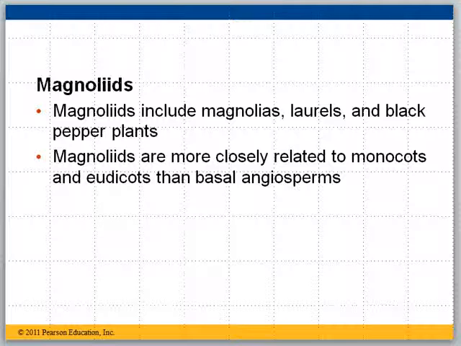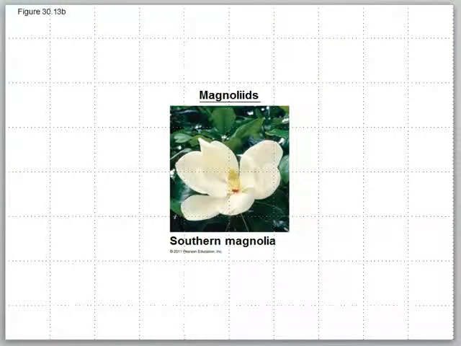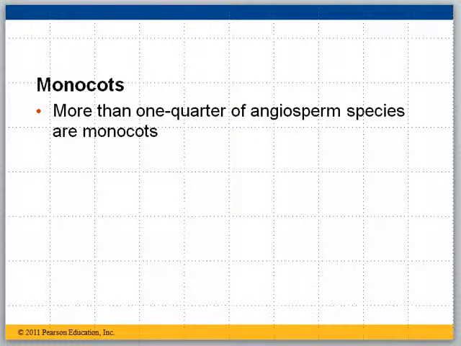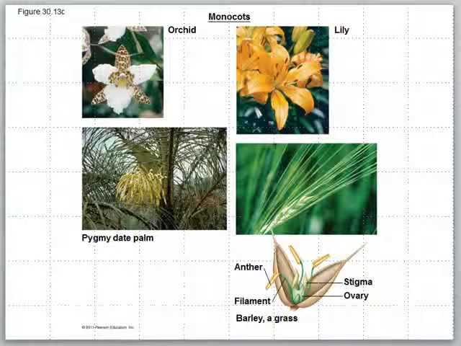Then we have the monocots. The monocots would be the ones that put out a single embryonic leaf. More than a quarter of the angiosperm species are monocots. This would include lots of your grasses, things like wheat and corn, and things like orchids and lilies. All of these would be considered monocots.